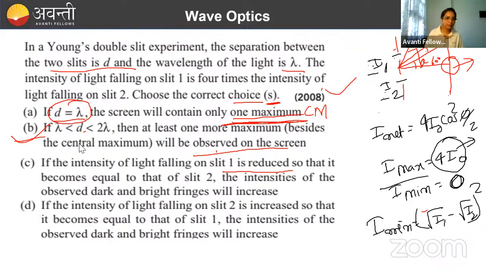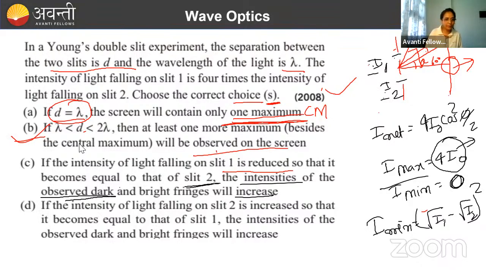Now, if the intensity of light falling on slit 1 is reduced so that it becomes equal to that of slit 2, so both are becoming equal, the intensity of observed dark and bright fringes will increase. No. The intensity of the dark fringe will become 0. Earlier, when intensities were not equal, that was not 0. Now, since both are equal, the dark fringe intensity becomes 0, so definitely it is not increasing. So this option is wrong.